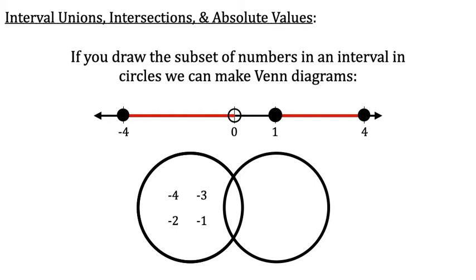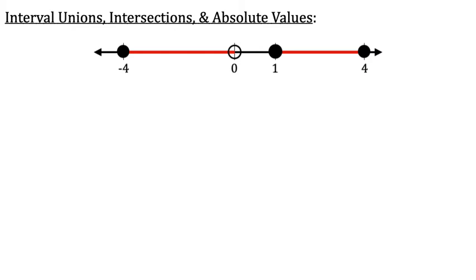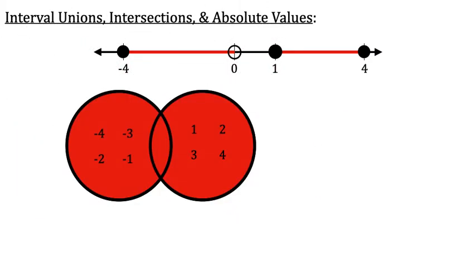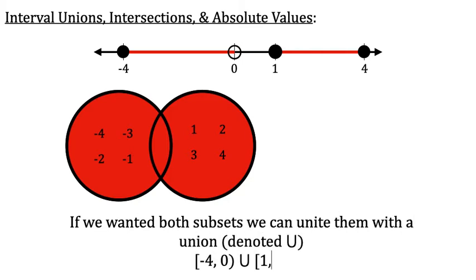In the other set, we would have 1, 2, 3, 4, and all of the rational numbers and irrational numbers that also exist between them, but not shown here. If we were to overlap these 2 circles, we could try to see what they have in common and what they have as differences. In order to do this, we could fill them in with the same color that we're using to fill in the line. If we wanted our subset to be a union of these 2 subsets, then we could unite them with a union, denoted with this U shape.